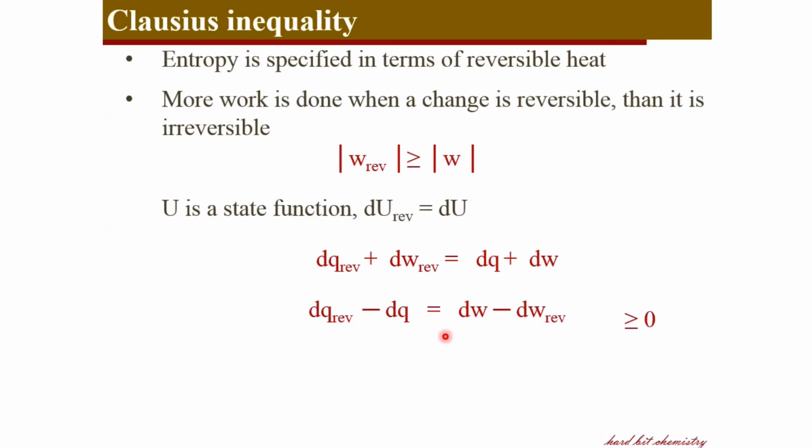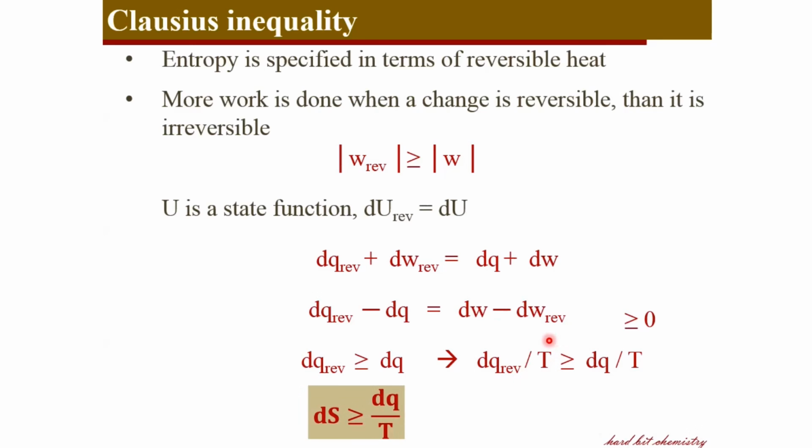By taking the first part of this equation, we can write then the reversible heat is greater than or equal to the irreversible heat. And this implies that the reversible heat with respect to temperature is greater than or equal to the irreversible heat with respect to temperature, and the reversible heat with respect to temperature is by definition the entropy change occurring in the process. Therefore, we have this expression, that is change in entropy is greater than or equal to the irreversible heat with respect to temperature. And this expression is called Clausius inequality.